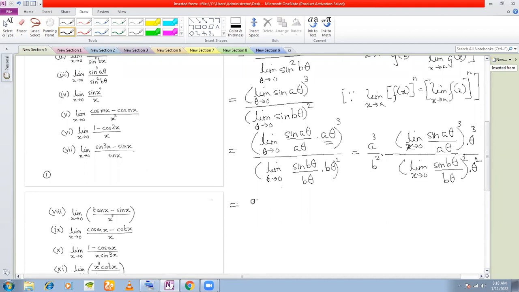Yes, sir. There was no x there. Okay, theta was a variable. A cube by b square.